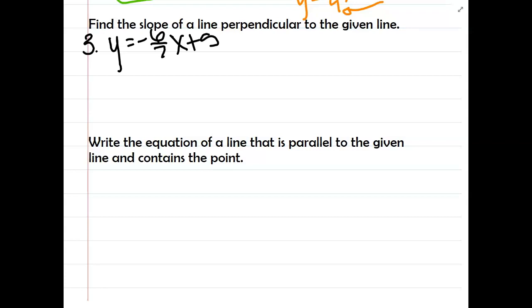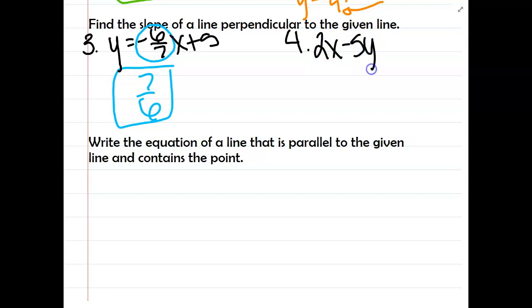Negative 6/7. Any line that's perpendicular to this line is going to have a slope that's the opposite reciprocal. So opposite means I'm going to change the sign. So my slope's going to be positive, and the reciprocal means you're going to flip it. So what would the slope of a line perpendicular to this line be? 7/6, a positive 7/6. And then of course we may have to work a little bit harder.